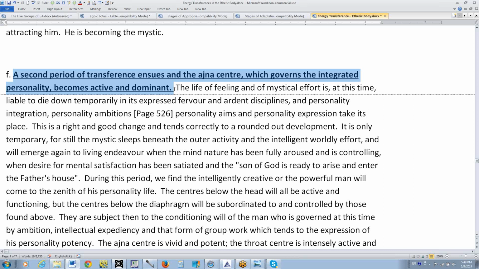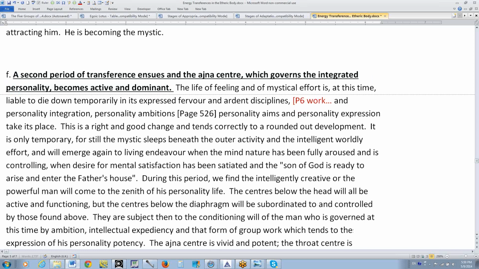The life of feeling and of mystical effort is, at this time, liable to die down temporarily in its expressed fervor and ardent disciplines. You know, the kind of sixth petal work. We can call this the petal 6 work, which is correlated with Virgo, the sixth sign. Okay, so you're disciplining yourself. You're on the probationary path. You're trying to move toward the higher power which you sense, and you're doing whatever you can. But that's liable to die down. And personality integration, personality ambitions, personality aims, and personality expression may take its place.